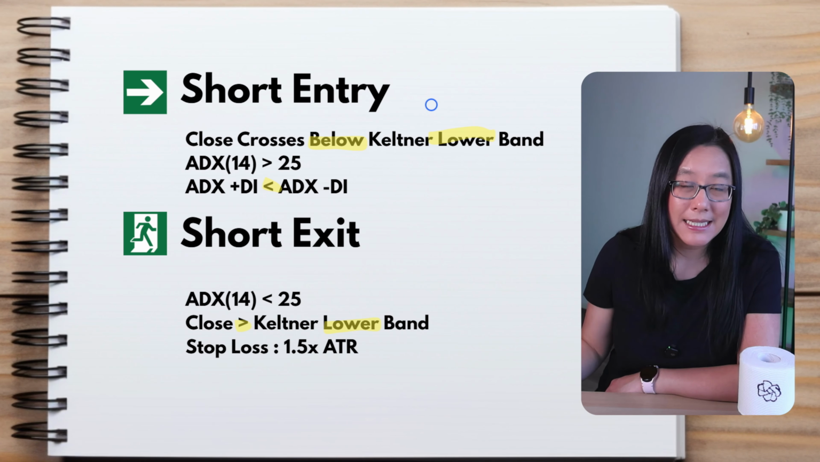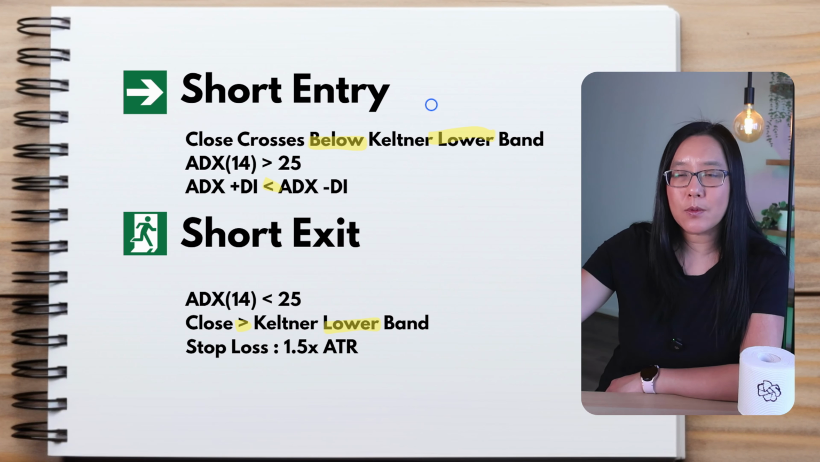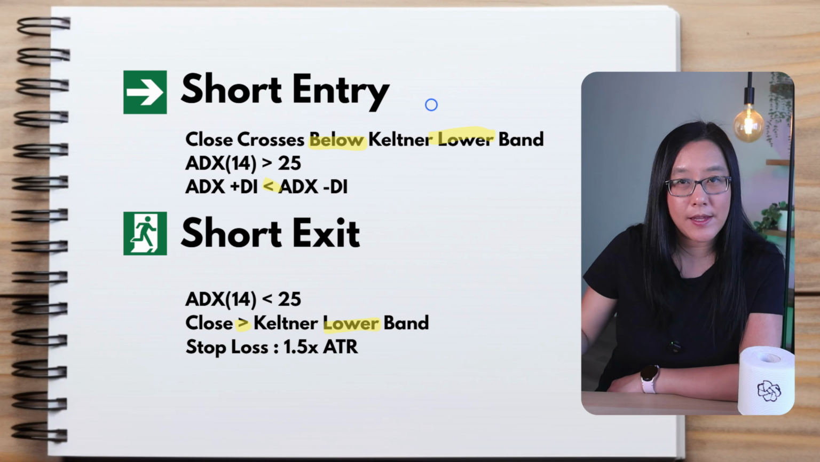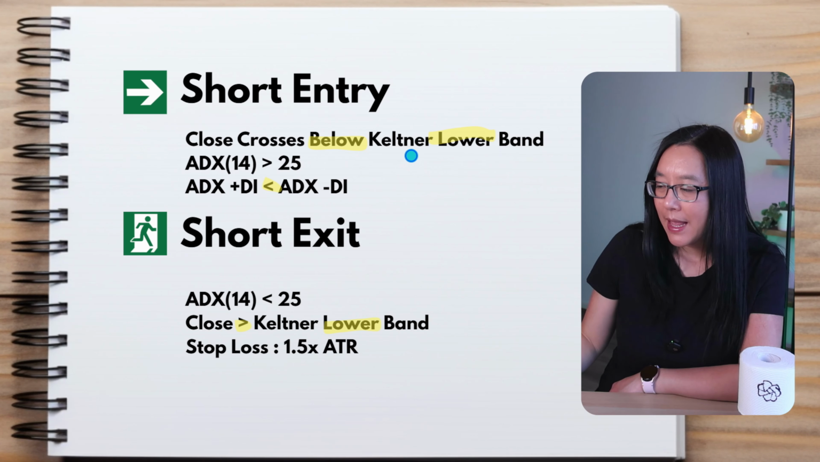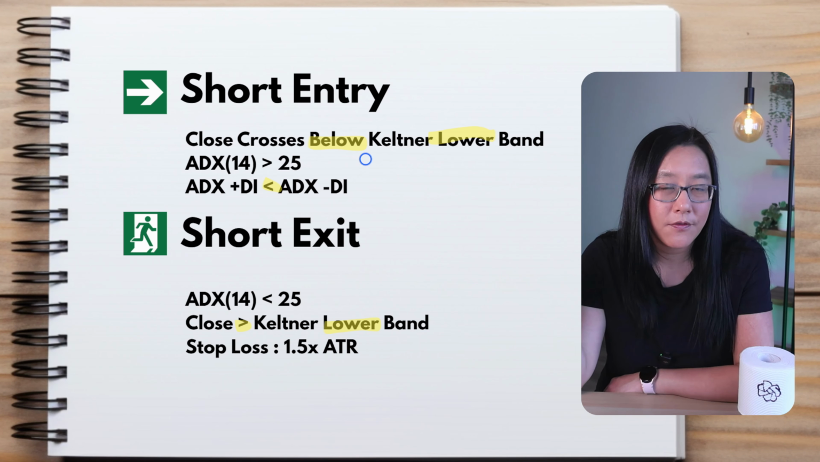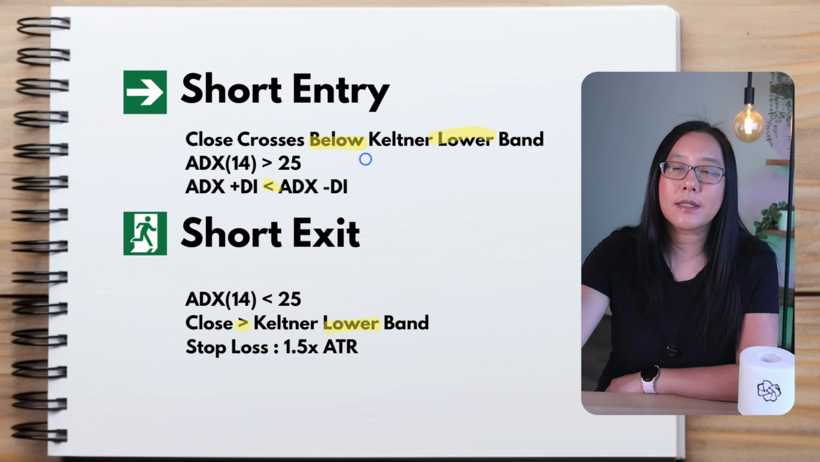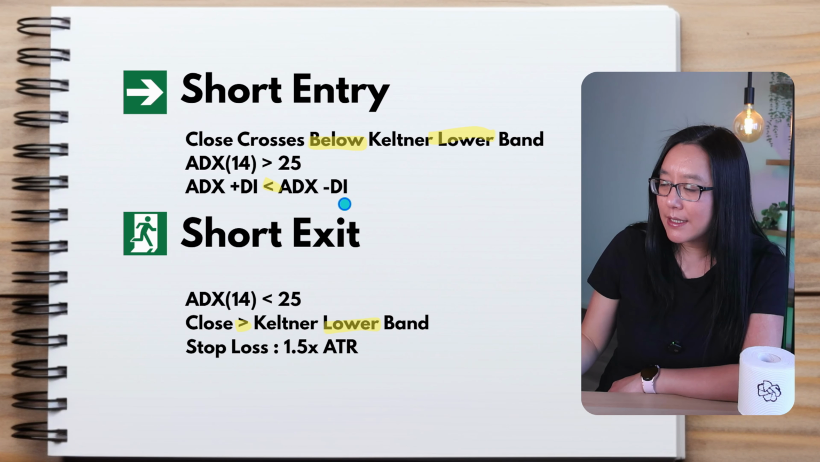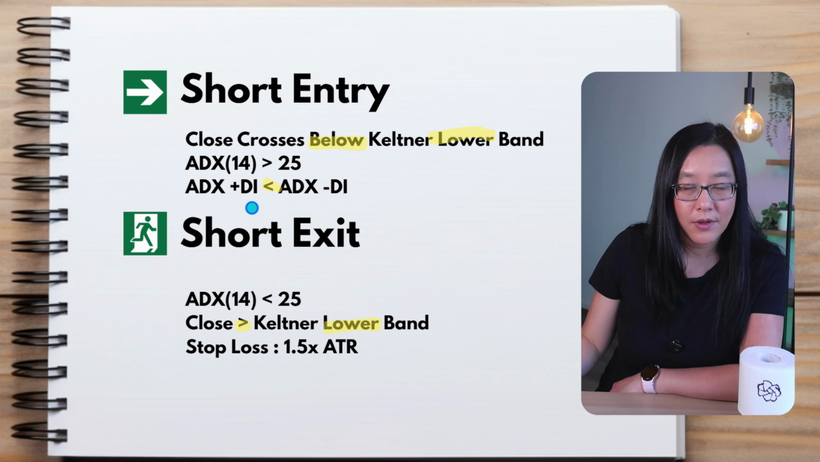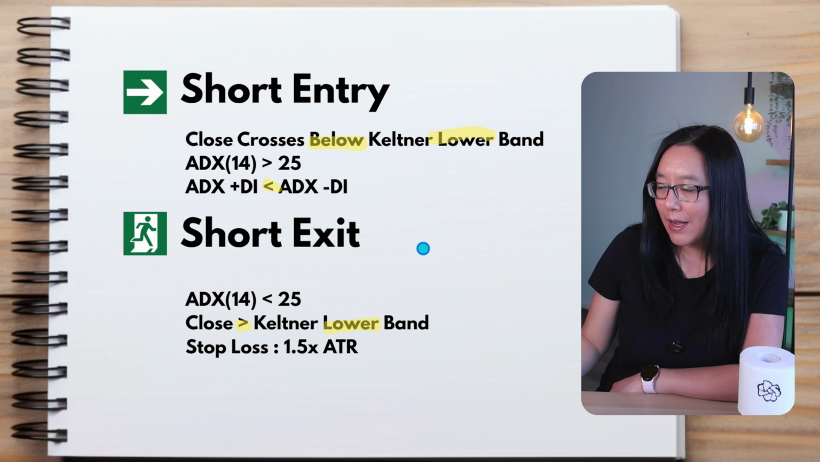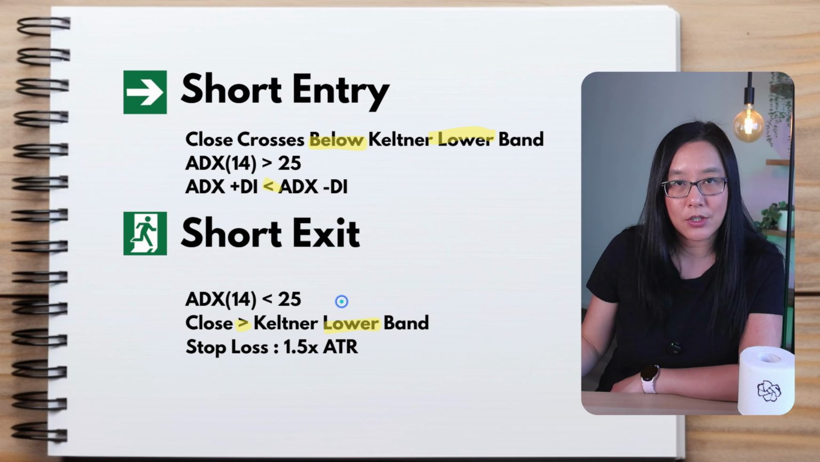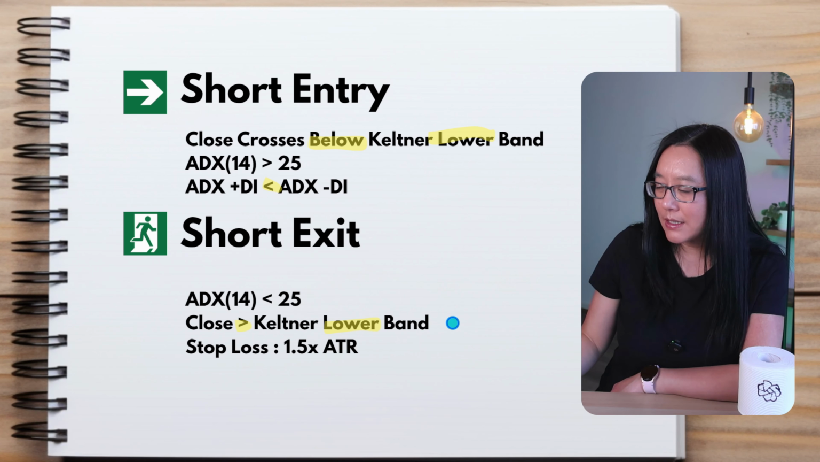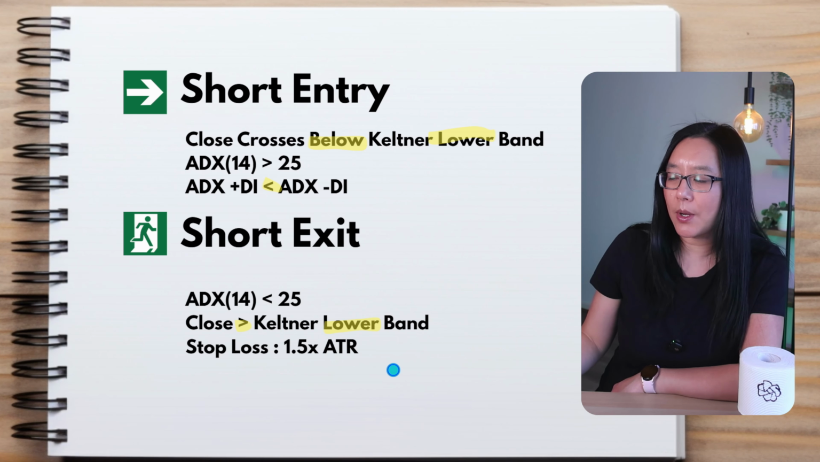For our short entry and exit, we want symmetry in our strategy. That's why we're going to have the opposite rules as per the long trade. So the close crosses below the lower Keltner band. Our ADX is still going to be above 25 because we still want to be in a trend, but this time we're looking for a downtrend. And the negative directional index is going to be above the positive directional index. For our short exit, when the trend stops, which is when the ADX is below 25, we want to get out of our trade, or when the close is above the lower Keltner band, and a stop loss of 1.5 times the ATR.